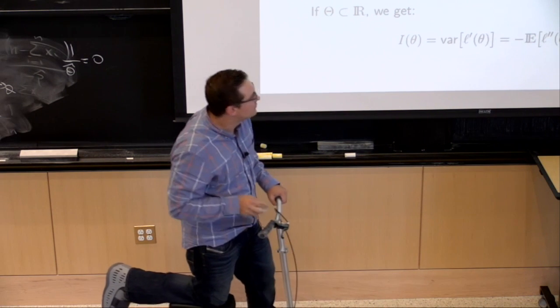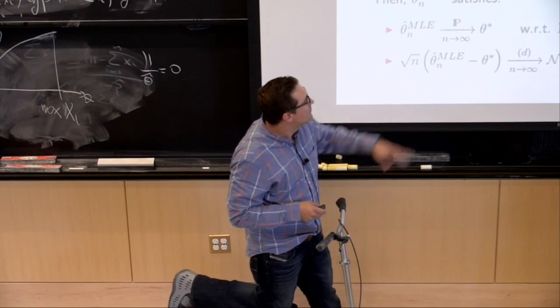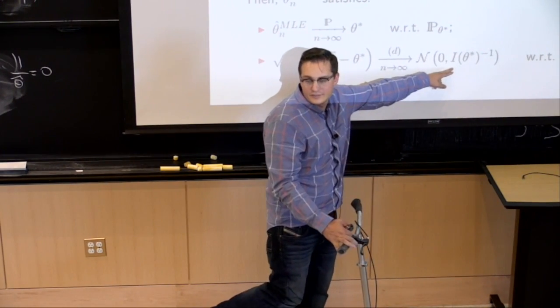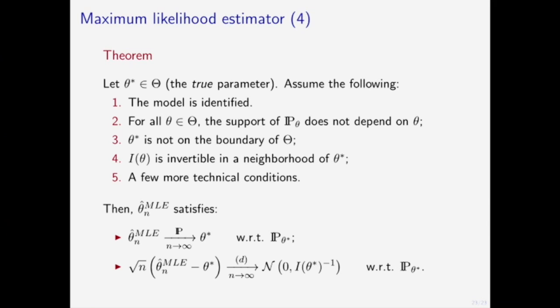Maybe I should not go into those details because I'm actually out of time. But just spoiler alert, the asymptotic variance of the maximum likelihood estimator, as n goes to infinity, is going to be one over this guy. So we want it to be large because the asymptotic variance is going to be very small.